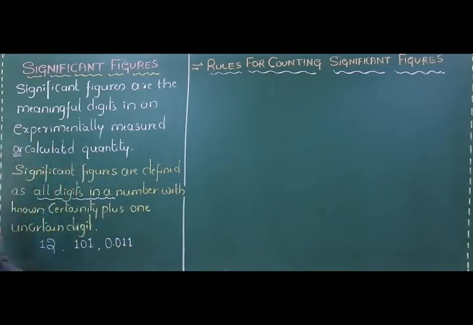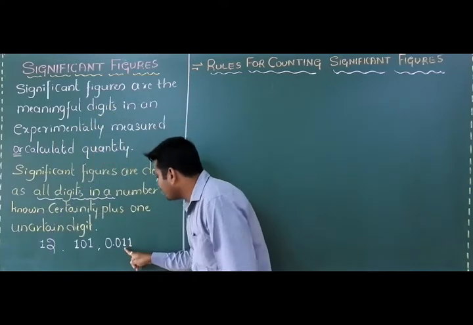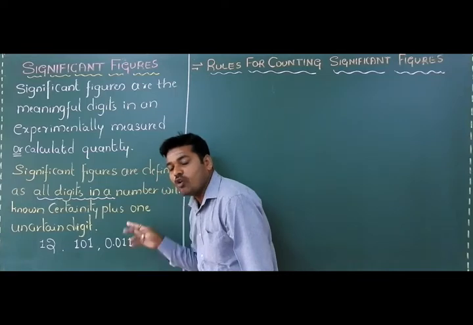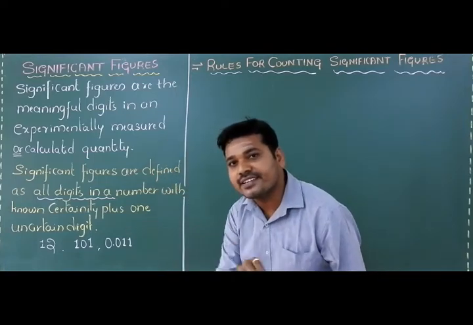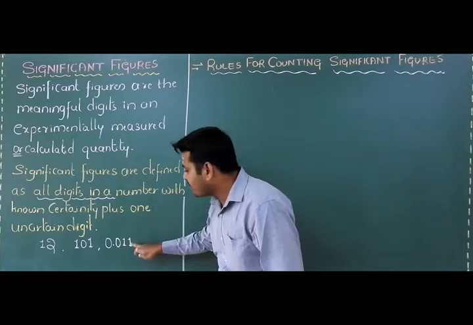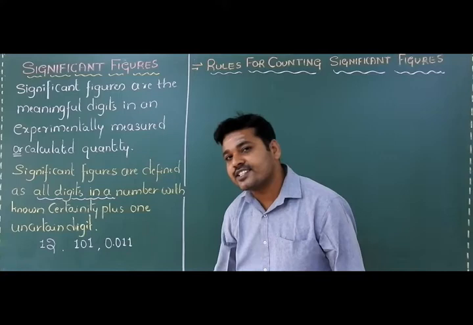0.011. So this is the given number, students. Now in this given number only 2 significant figures are present. So this is one non-zero digit and this is one non-zero digit. How many non-zero digits are present here? 2 non-zero digits are present. So therefore the number of significant figures is only 2 in this given number, students.